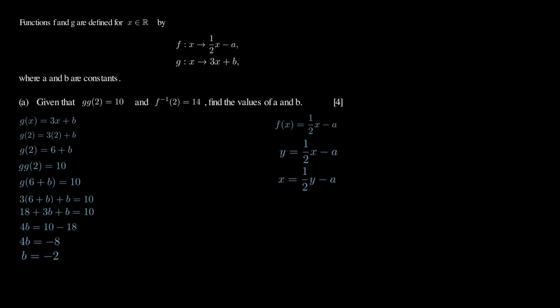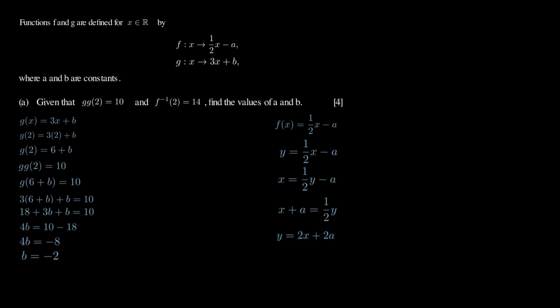Now into the third step, I have to rearrange it and express y in terms of x. In order to do that, first let's push that negative a to the other side of the equation. We get x plus a equal to half y. Then I have to multiply the equation by 2 in order to find y. If I do that, I will get y equal to 2x plus 2a.